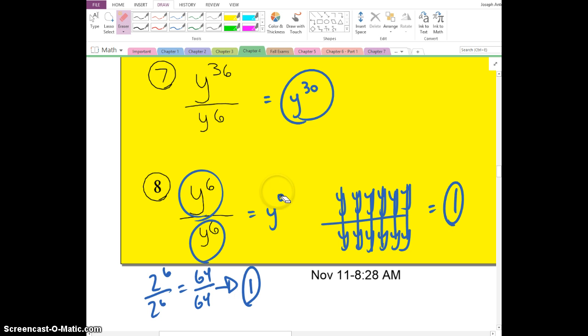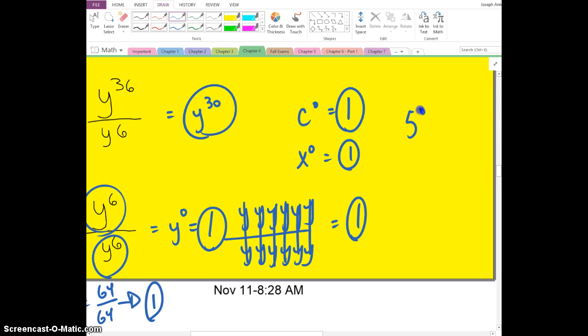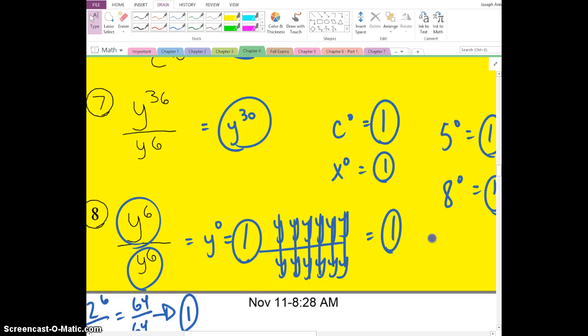So if you go back to the quotient rule and you said, well, 6 minus 6 equals y to the 0, what you learn is anything to the 0 power equals 1. So you could have c to the 0, that will be 1. You could have x to the 0, that will be 1. You could have 5 to the 0, that will be 1. You could have 8 to the 0, that will be 1.